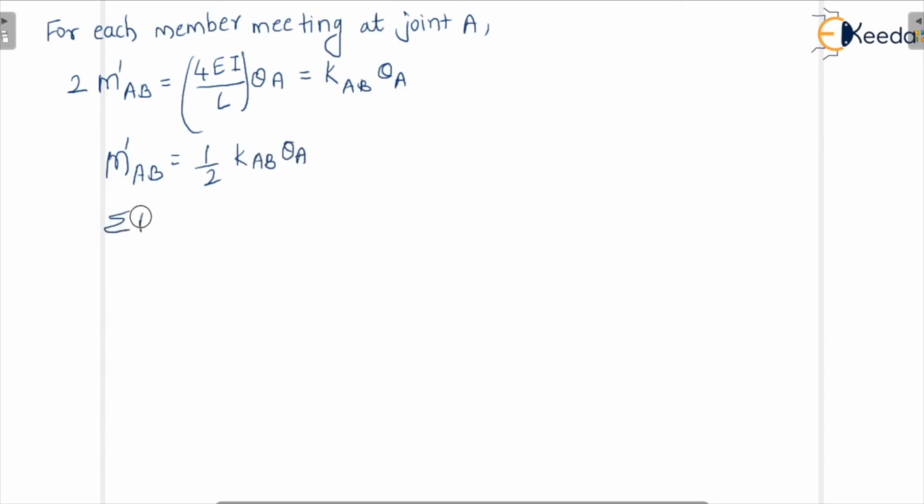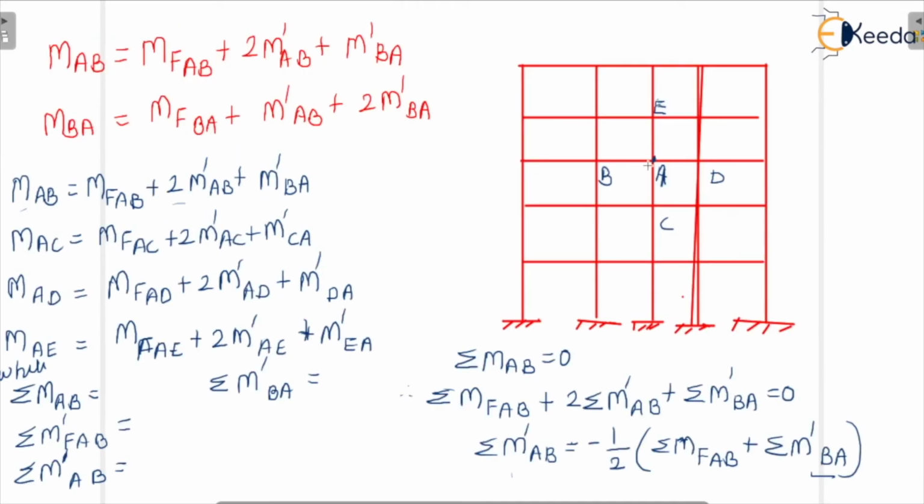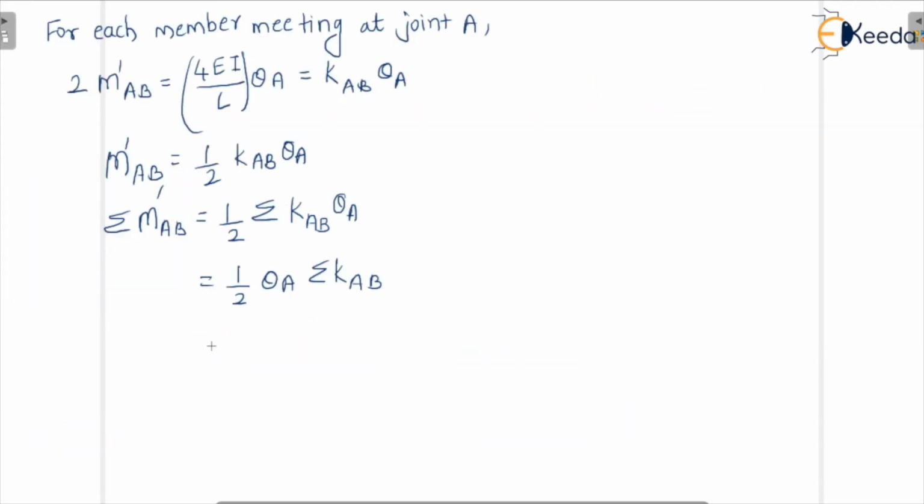So the summation term we can write as M dash of AB is equal to half of summation of K of AB theta A. Similarly, again, rearranging the terms, let's bring theta A in front, so summation of K of AB. Now, this theta A is the same for all the members meeting at joint A. If you see this diagram, theta A will be the same for all the members.